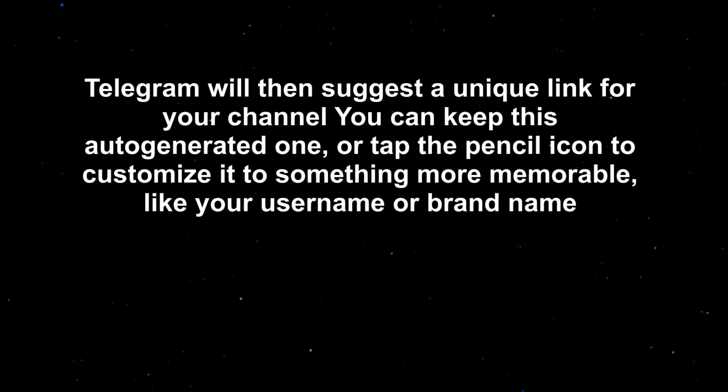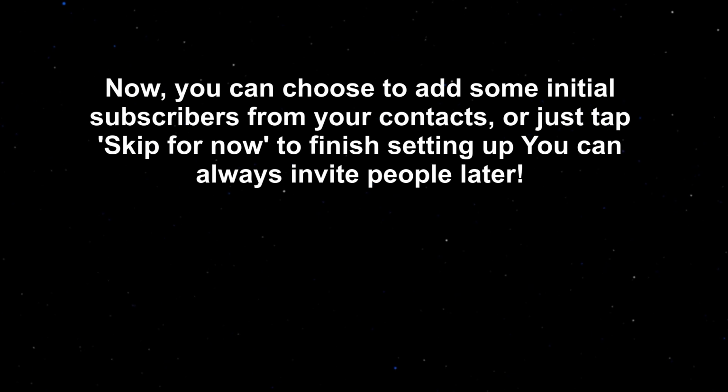Telegram will then suggest a unique link for your channel. You can keep this auto-generated one, or tap the pencil icon to customize it to something more memorable, like your username or brand name. Now, you can choose to add some initial subscribers from your contacts, or just tap Skip for now. To finish setting up, you can always invite people later.